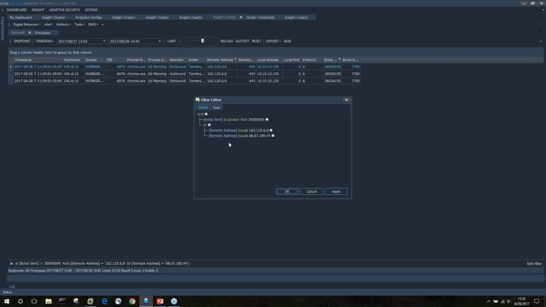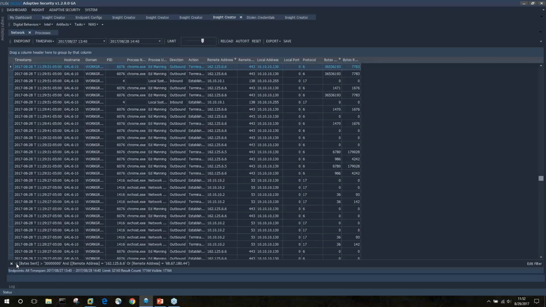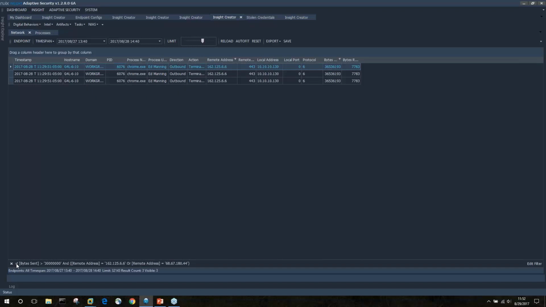And what we're searching for is any case in which I've got bytes sent greater than 30 megs, and I've got a remote address that corresponds to Dropbox or Pastebin. And that query, of course, I'm looking across many different network events, in this case about 17,000, and this is going to show me that on this G4L 610 host at about 11:30 on the 28th, I had this large file transfer out to the Dropbox IP. I could look that up from within the UI here if I needed to.